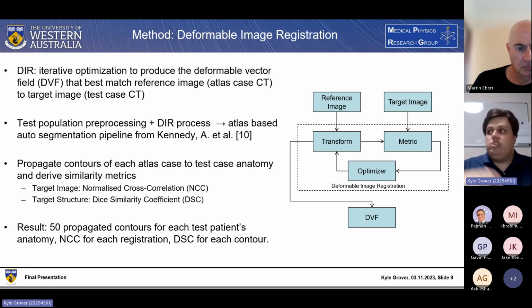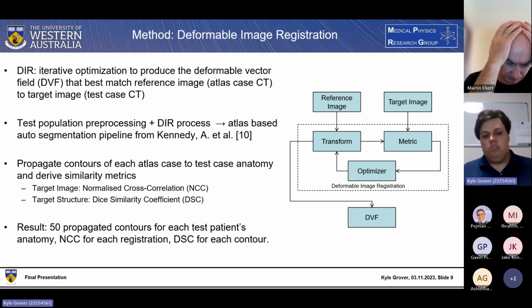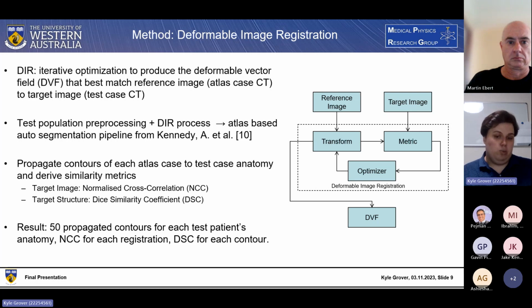This will be so that we have a larger consideration of contours that we're going to be considering for constructing our probabilistic volumes. And yeah, in terms of what we actually use for similarity metrics, to compare the image similarity, we use the normalized cross correlation. And for target comparison of similarity, volumetric similarity, we use the dissimilarity coefficient. So the overall result that we end up having is after we do all of this propagation, we end up having 50 propagated contours for each of the test patients' anatomies, including normalized cross-correlation information for the registrations that were performed, and dissimilarity coefficients for how each propagated structure matches to the target structure.